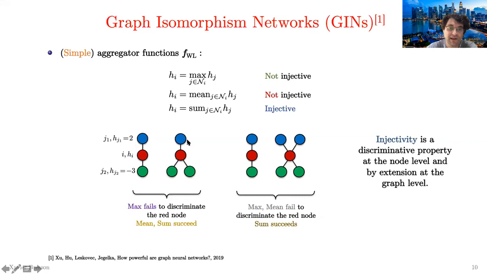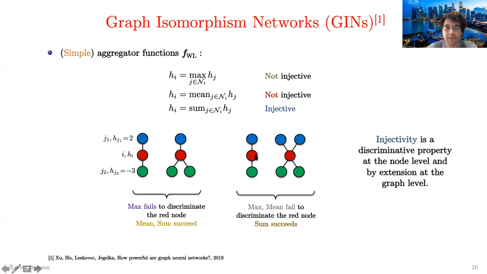And if you consider now this graph here, h_i will have the same value, two, because it's a max again. So the problem is that these two graphs are different. You must not have the same representation for this node and this node here. They must be different. But if you use max, you will have the same one. For this graph, if you use max, it's not going to work.